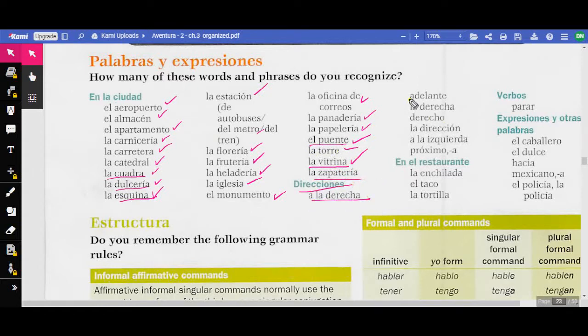Directions: a la derecha, adelante, go forward, a la derecha, to the right, derecho, straight ahead, left, next, el restaurante. Well, this is just food, enchilada, taco, tortilla. Verbos, parar, stop. Expresiones y otras palabras, expressions and other words. Gentleman, candy, towards. This one is for directions, towards. Police. All right. So we have that plus the commands.